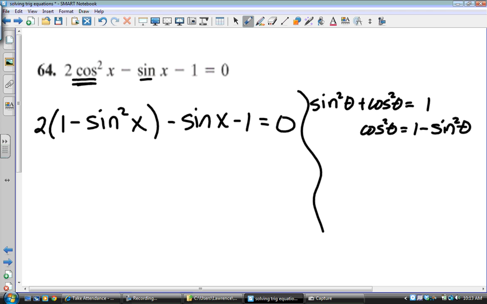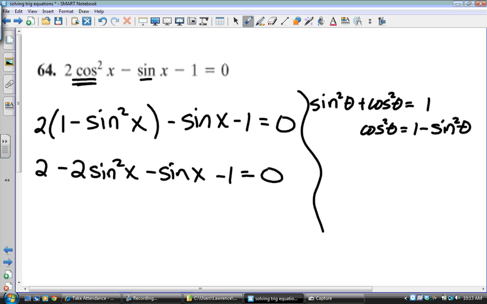Okay, now, what do you think I'm going to do with that? That's really basically it. I think the rest of you'll be able to figure it out. Yeah, distribute the 2. So that'll give me 2 minus 2 sine squared x, and I got minus sine x minus 1 equals 0. All right, let's clean it up now. Y'all see some like terms there? 2 minus 1 would just be 1. So we got negative 2 sine squared x minus sine x, plus 1 equals 0.